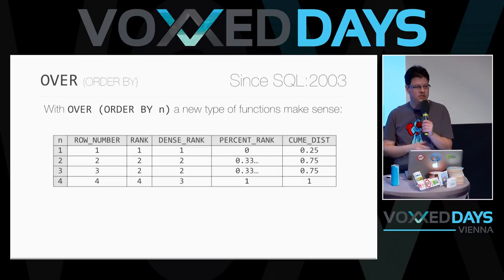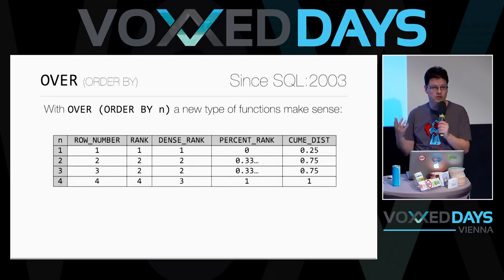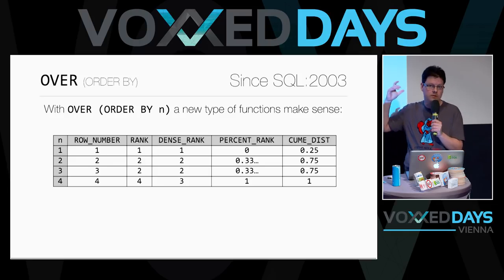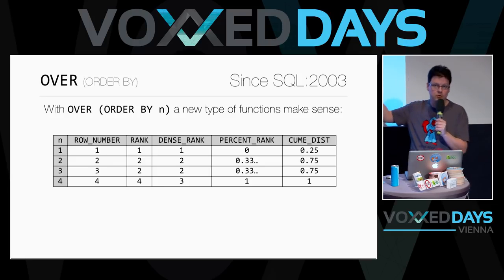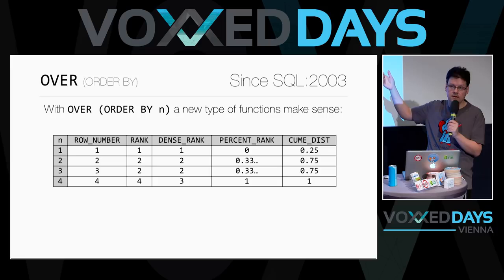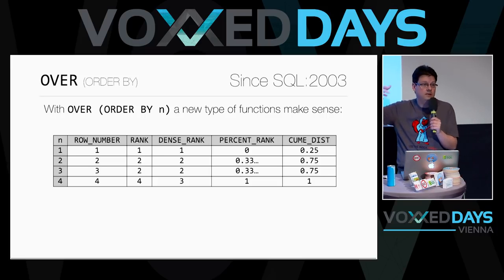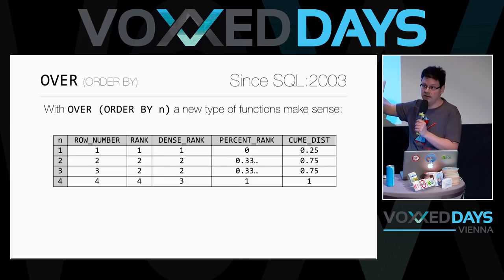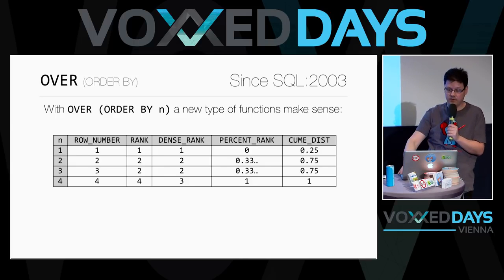So once you have established an order in such an over clause, you can also use other functions like row number, rank, dense rank, and things like that. Once you have established an order, you can use that order to narrow the number of rows you would like to aggregate, but you can also use it for some special purpose functions.